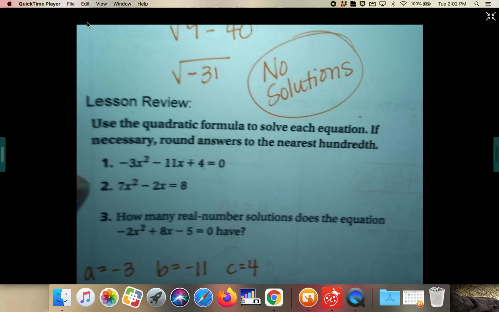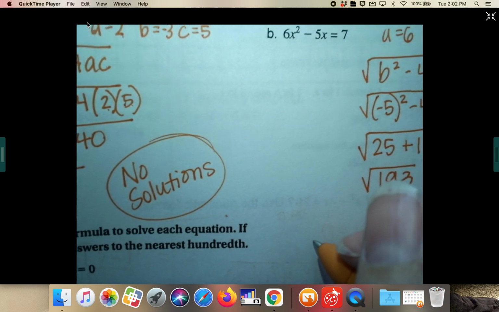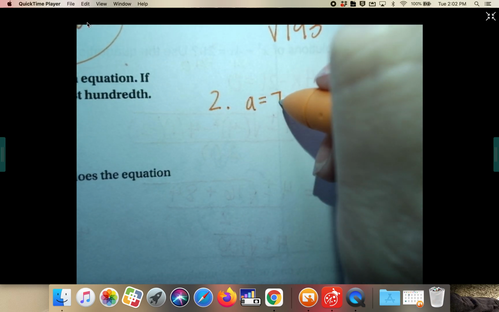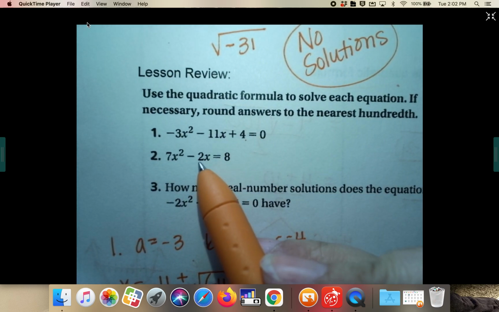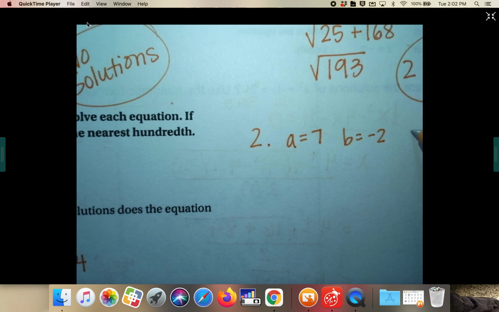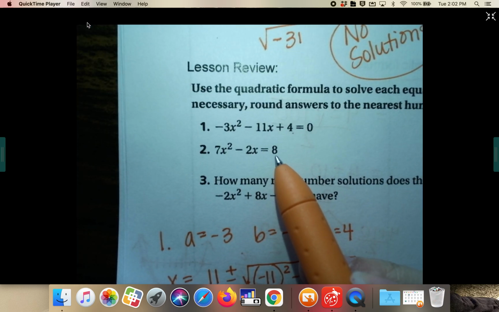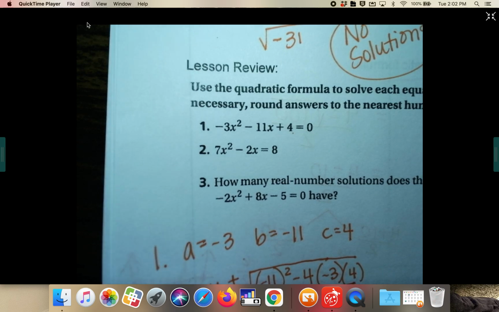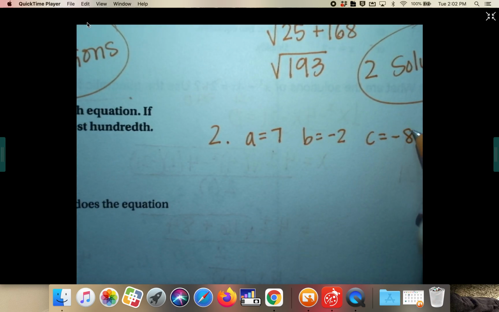My a is 7. I'll do it up here. My a is 7. My b is -2. And my c is actually going to be -8 because I have to subtract it over to the other side. So c is going to be -8.